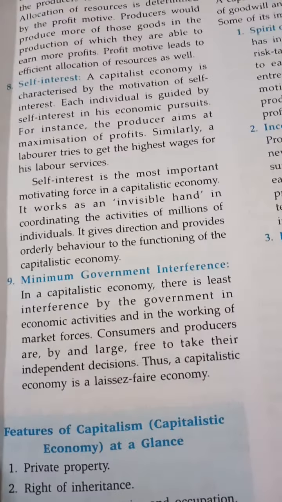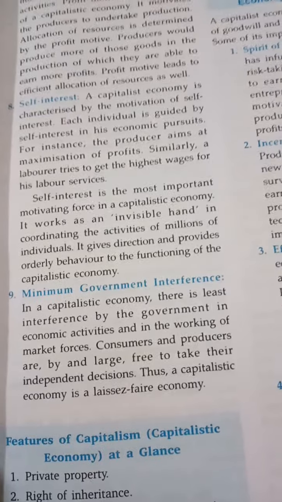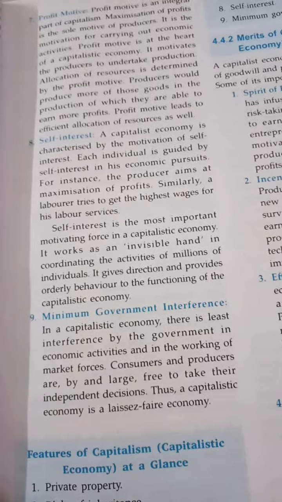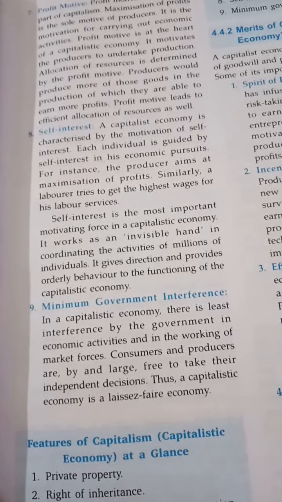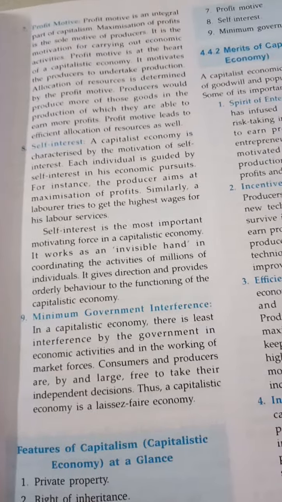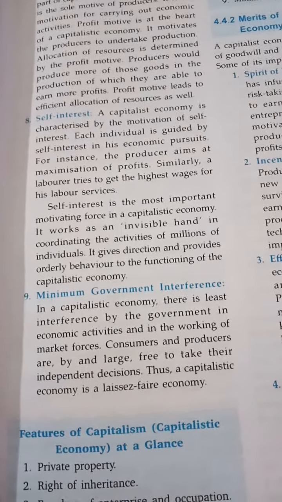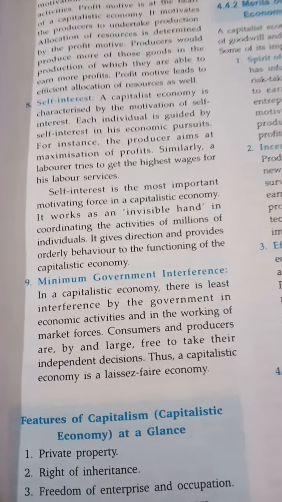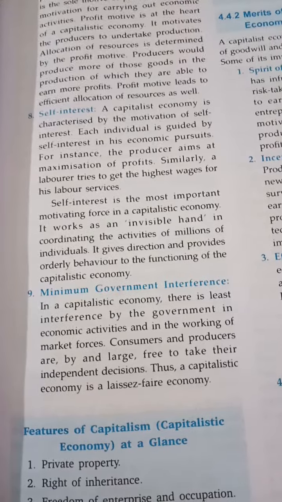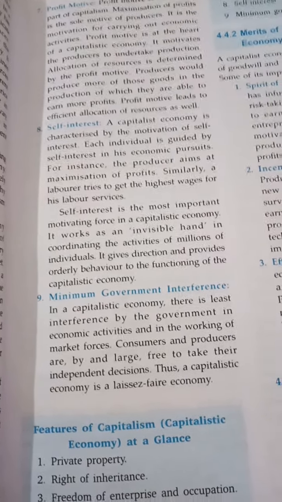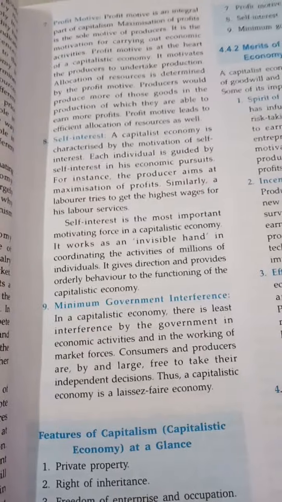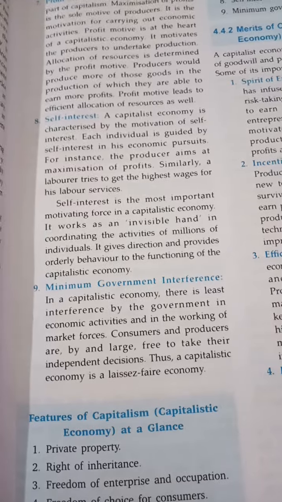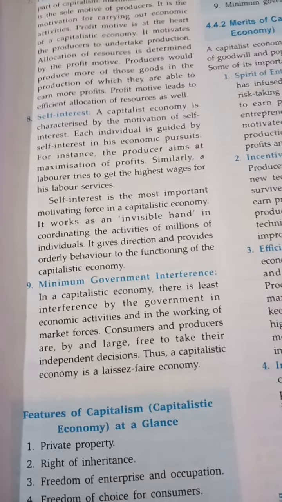The next feature, or the last feature, is minimum government interference or intervention. I've told already while defining capitalistic economy that in a capitalistic economy the government's intervention is minimum. Either there is no government, or even if there is, the government's role in the country is quite nominal. Even if it interferes, it is very little, in the people's production activities and consumption activities.